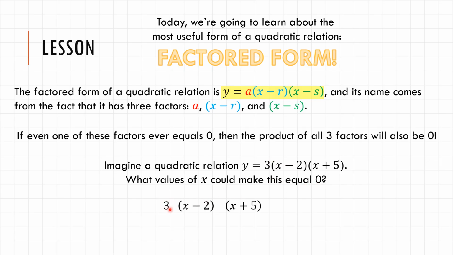Well, let's look at the first factor here, 3. What value of x could make this equal 0? Well, it doesn't matter what x is. There's no x involved in this factor. So this factor can never, ever be changed.